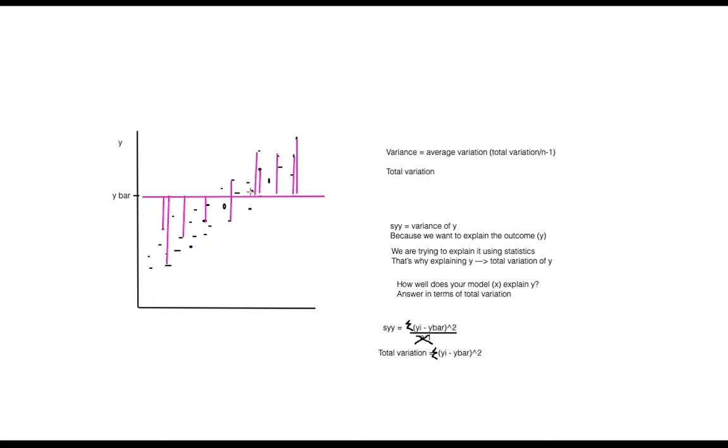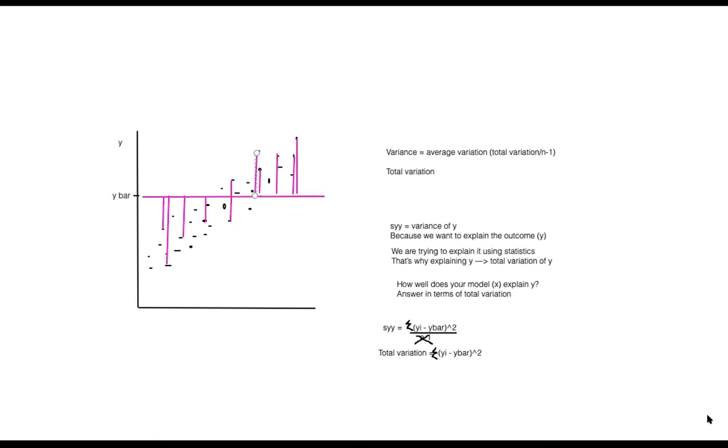All of these distances are yi minus y bar, and you square it because these are positive values and these are negative values. So you square it, so the positives and the negatives don't cancel each other out. Then you add it all together for every single observation and you get the total variation. So this is the total variation of your dependent variable. How much of this total variation is your model able to account for?